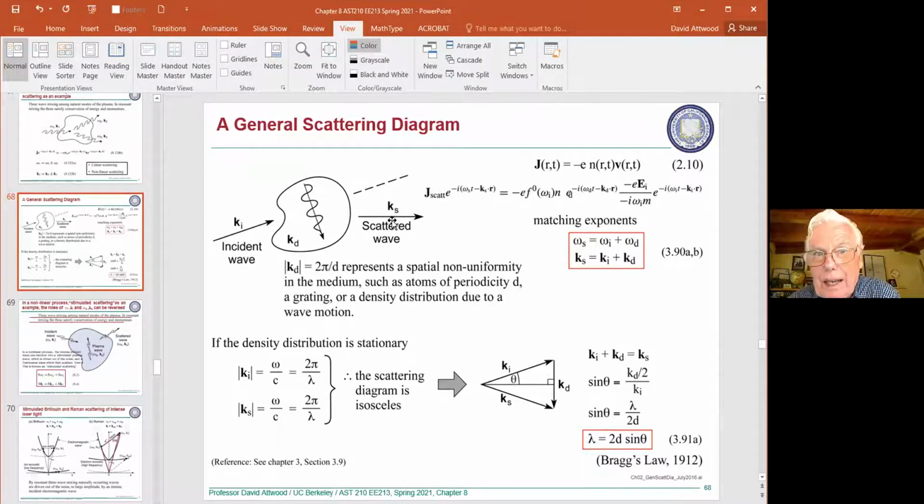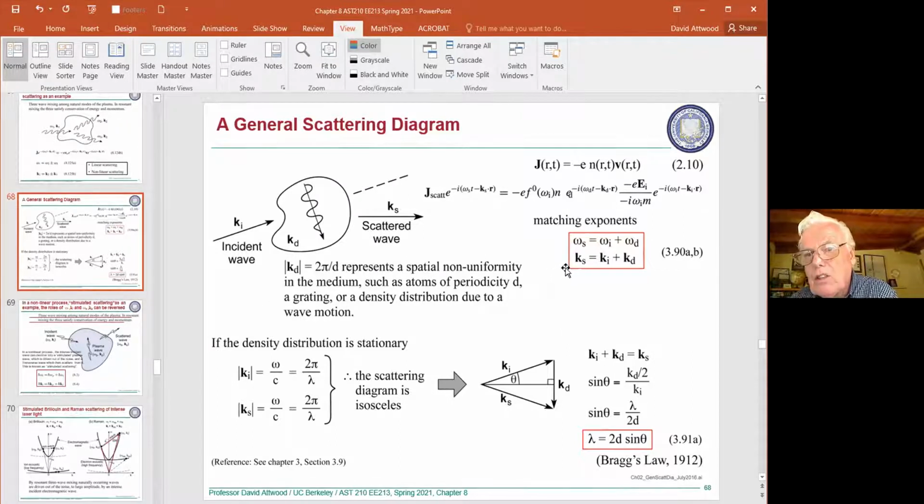And if that's the case, the magnitudes of the k vectors have to be equal, which means that this has got to be an isosceles triangle. The magnitude of ki and ks have to be equal because they both have the same frequency, okay? So this is the vector diagram. And from this, you get Bragg's law for a crystal. And so that was a case where this was not a particularly intense radiation. It's just a probing X-ray. This was a stationary crystal. This is the outgoing wave.